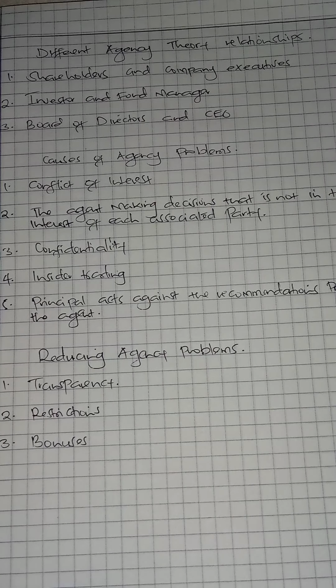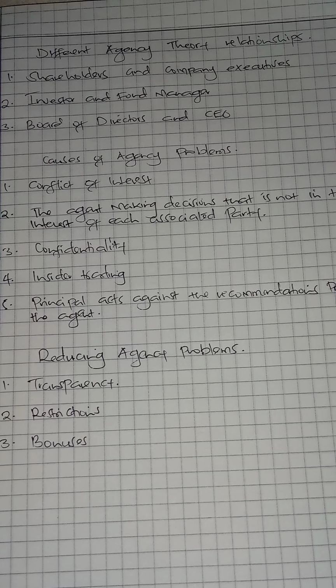So one, when a conflict of interest arises between the principal and the agent, of course, if the agent may be having his own personal interest towards a certain project, as a result of that, we have a conflict of interest arising, so that one may likely cause an agency problem. The second one, when the agent is making decisions on behalf of the principal that is not in the best interest of each associated party, so that one also is a cause.